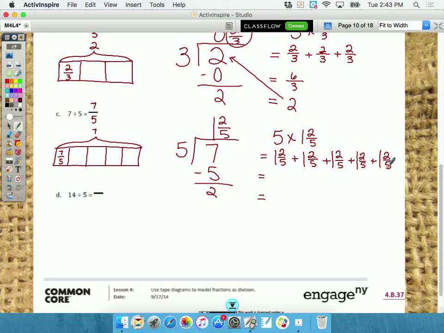Okay, add your whole numbers first, Whitley. 5. Now add your fractions. 10/5. 10/5 is the same thing as what number? 2. So 5 plus 2 is 7. Is that what I started with? All right.